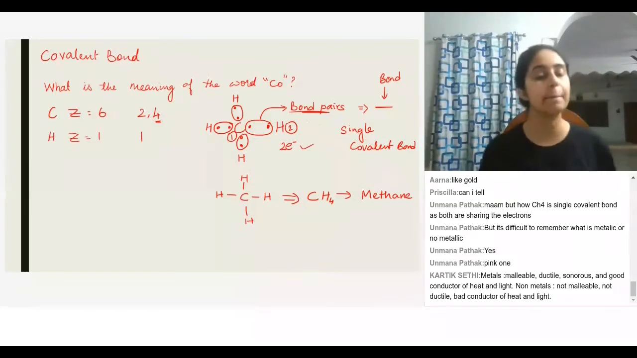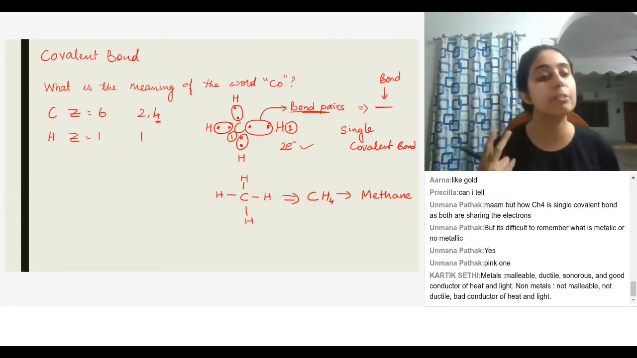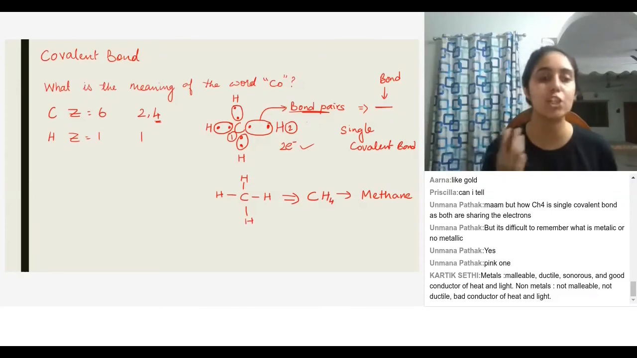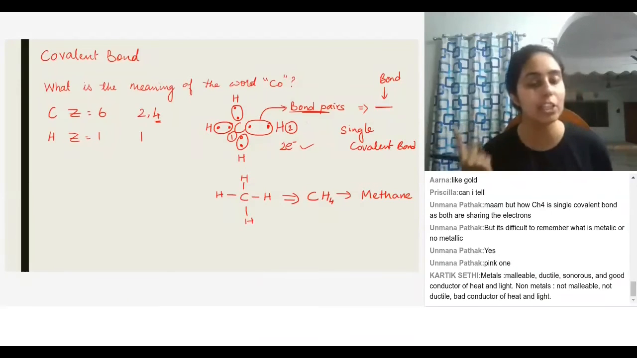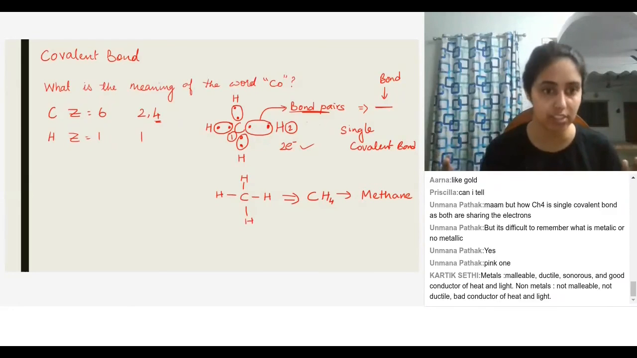So for example, sodium is a metal. It gives one electron in order to attain octet configuration. Magnesium is a metal. It gives two electrons to attain octet configuration. Aluminum, three electrons. Calcium, two electrons. Potassium, one electron. So metals always give electrons.